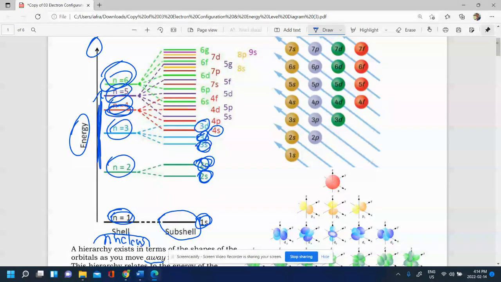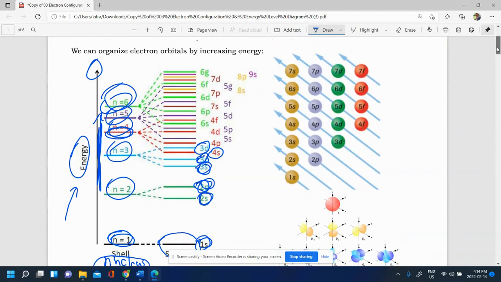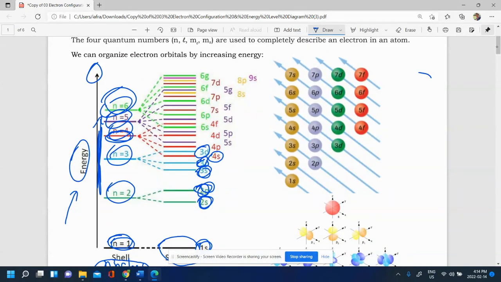So you'd actually fill the 4s first. And if you had to use this diagram to remember those different energy levels, it gets a bit confusing. So there's one trick that you can use to remember the order of energy, and it's this trick over here. You can draw yourself a diagram like this here.